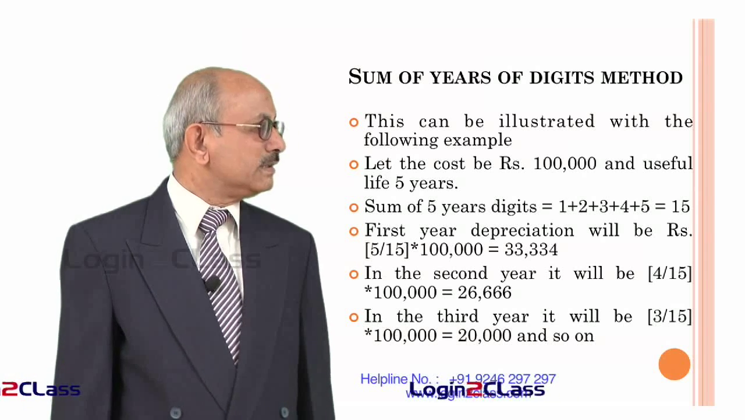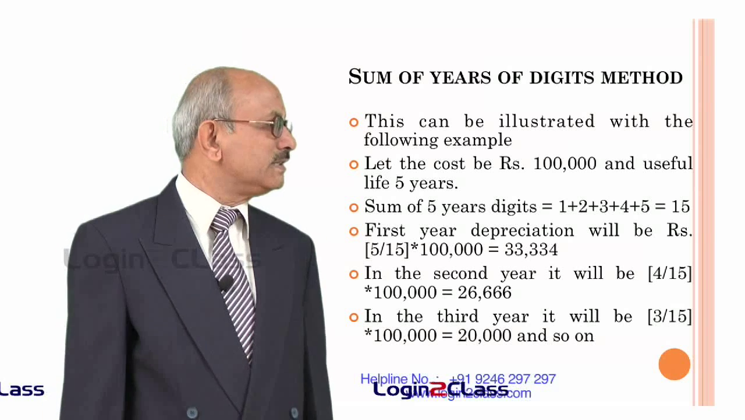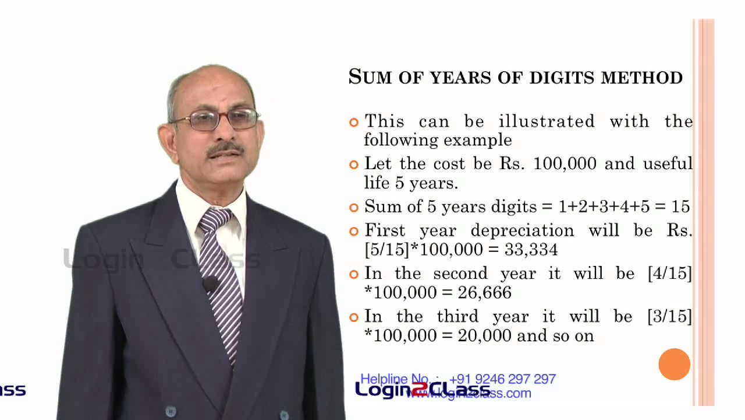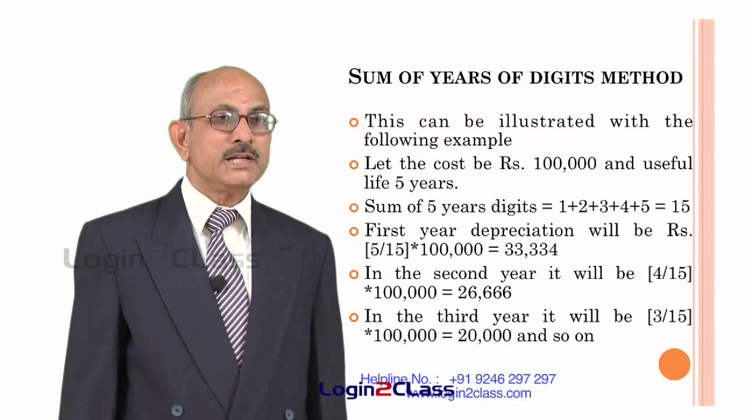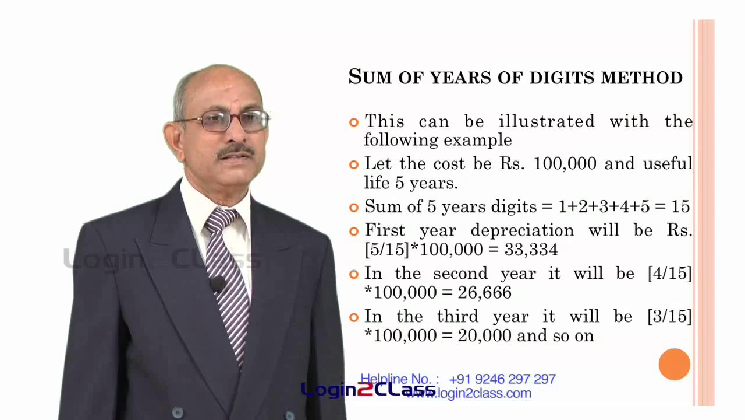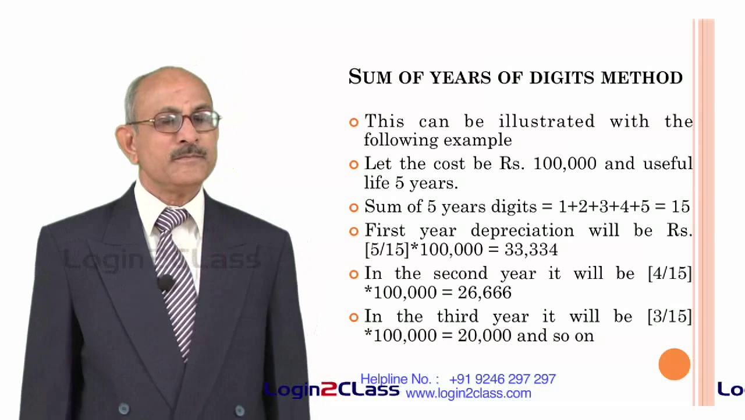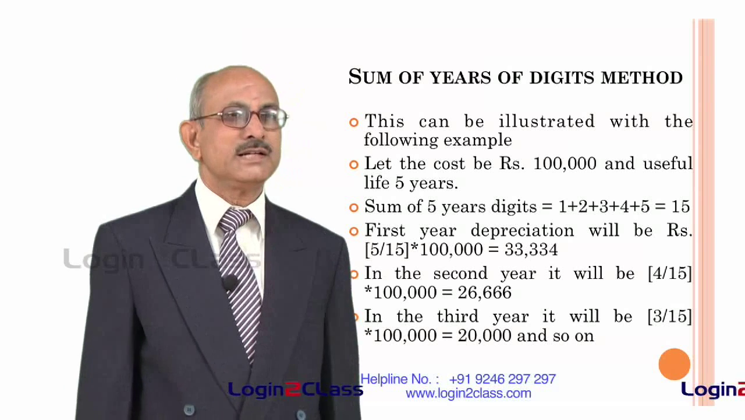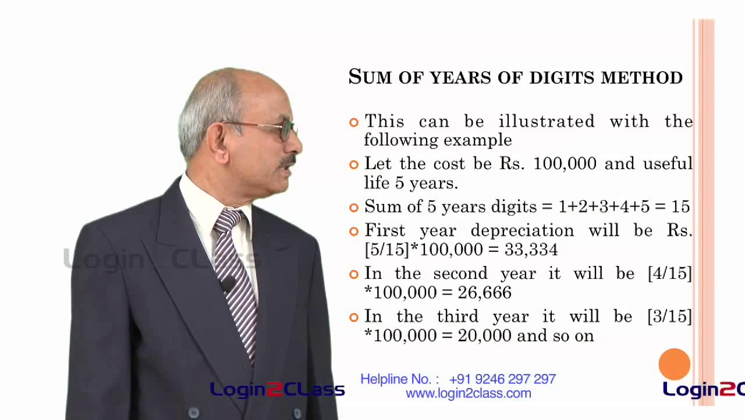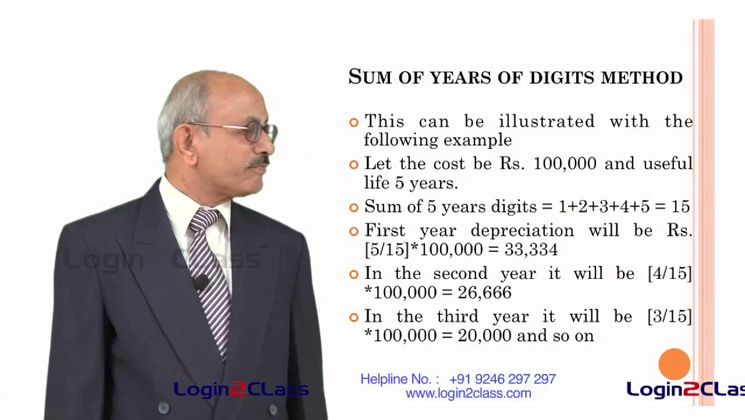Suppose the useful life of the asset is 3 years. Then the sum of 3 years digits will be 1 plus 2 plus 3, that is 6. So, in the first year it will be 3 by 6 of the cost of the asset. In the second year it will be 2 by 6, and in the third year it will be 1 by 6 of the cost. That is how the sum of years of digits method can be calculated and provided for.